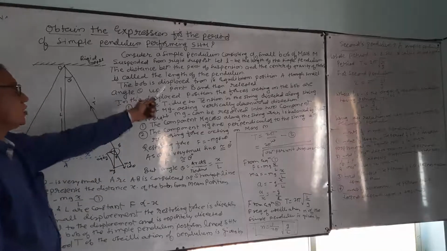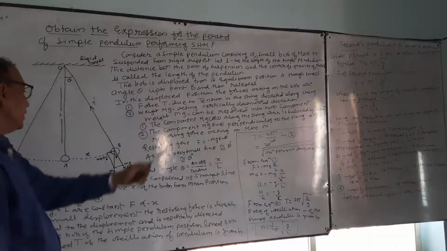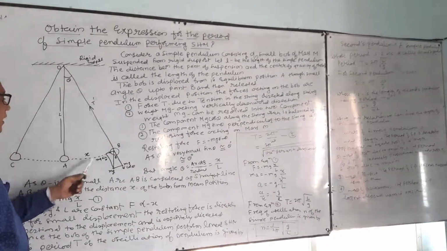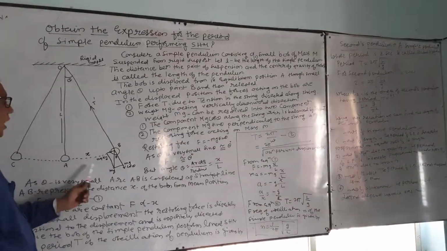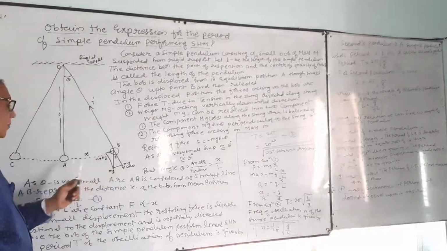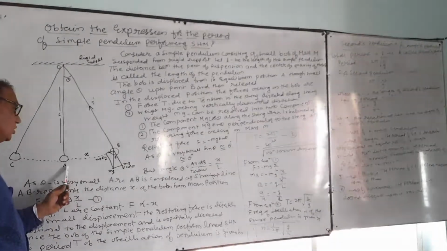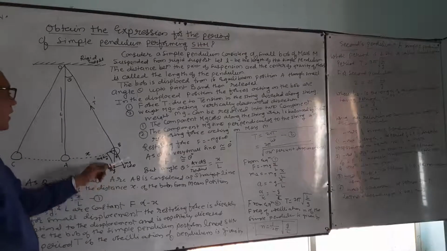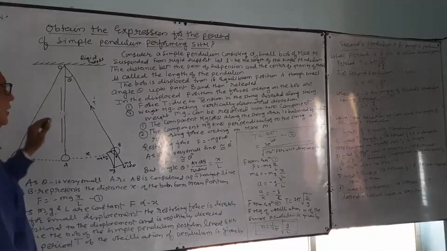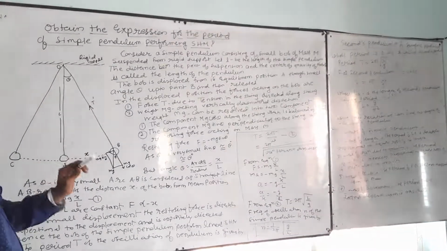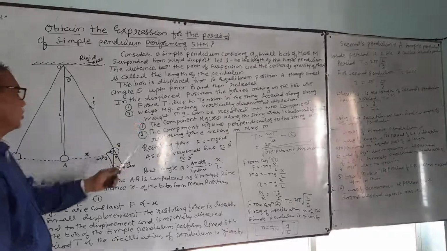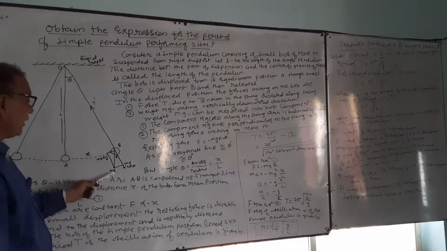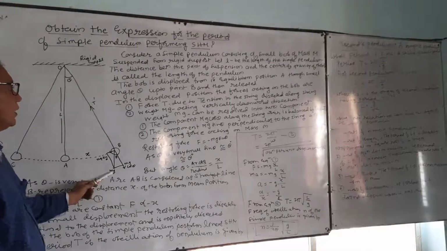Then the bob is displaced from its equilibrium position A through a small angle theta up to point B and then released. In the displaced position, the forces acting on the bob are: first, force T due to tension in the string directed along the string, and weight mg acting vertically downward.